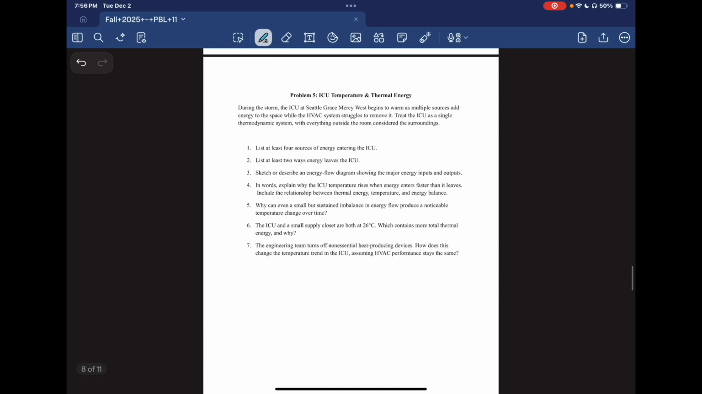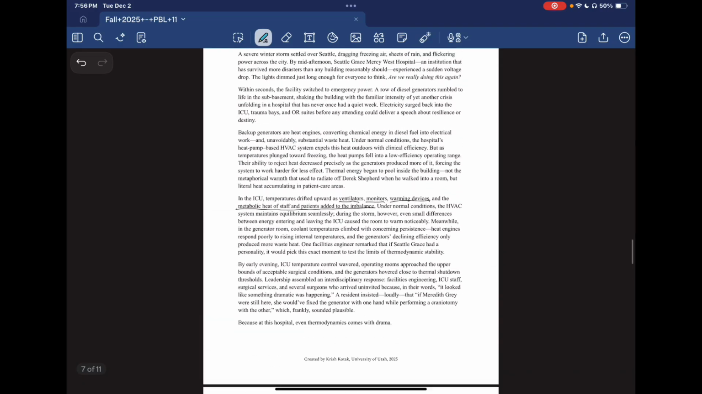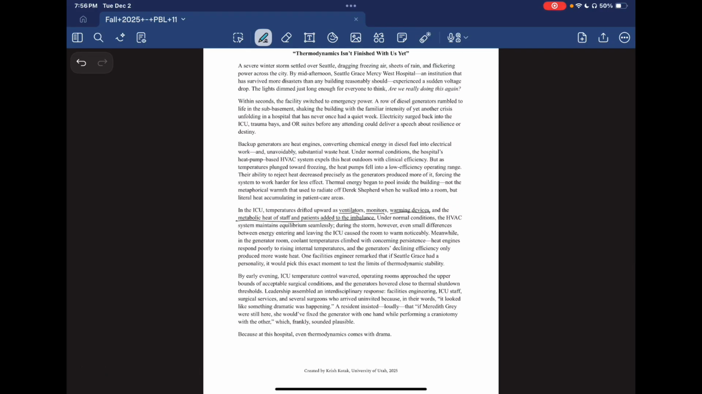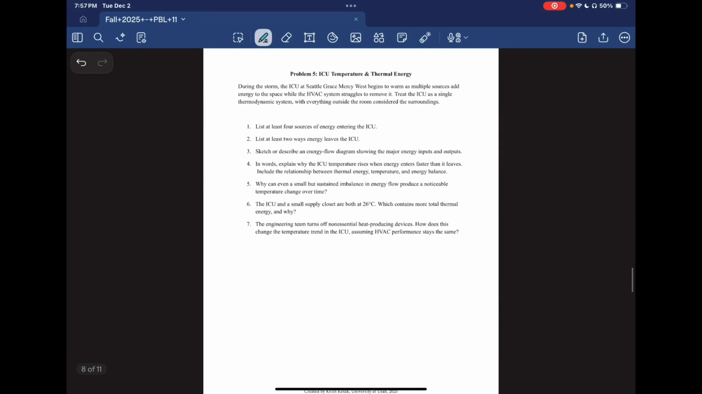Question two asks us to list two ways energy is leaving the ICU. And so we have the HVAC system here. I didn't see another one as I read through it, but it would naturally leak out through the walls, through doors as doors are open. So heat would also just naturally leak out because it's colder outside than it is inside, and heat wants to move to where there's lower temperature.